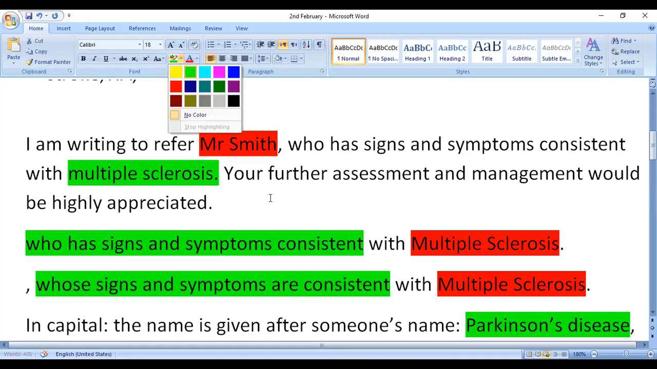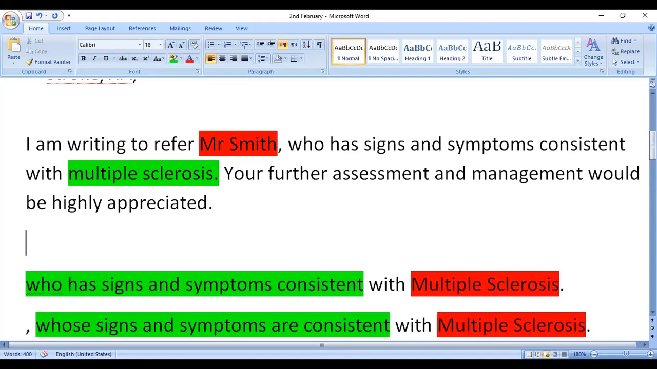GBS, okay, should be capital. A good word, a good question. Okay. So MS, GBS. Okay.